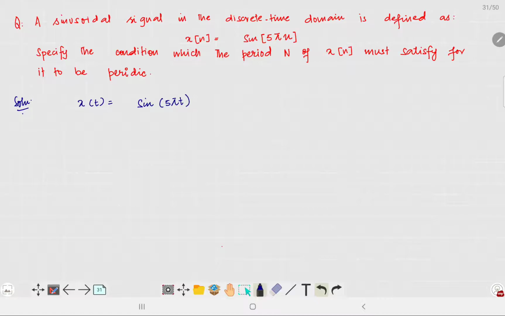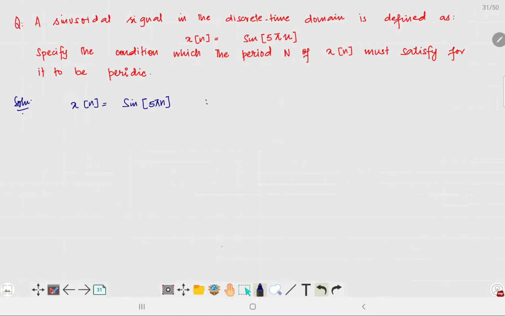But here we have to come up with a condition. If I have a discrete time signal x of n that is sinusoidal, it is not implied that it is periodic. We have to check the condition first to see whether it will be periodic, and under which conditions it will be periodic. So this is a typical example which will help us understand the concept in a better way.